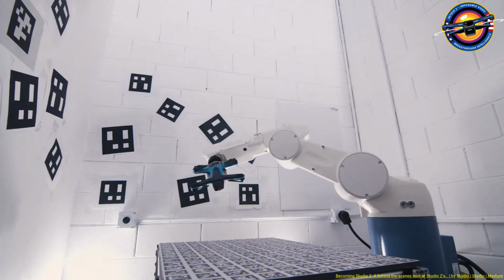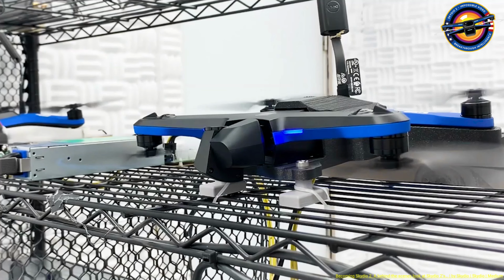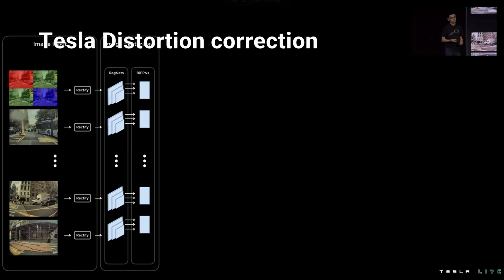And this is what it looks like. It goes through a series of automated movements with information. So if you look at these talks from Tesla, again, they also do this. The first step is rectification, which is distortion correction.